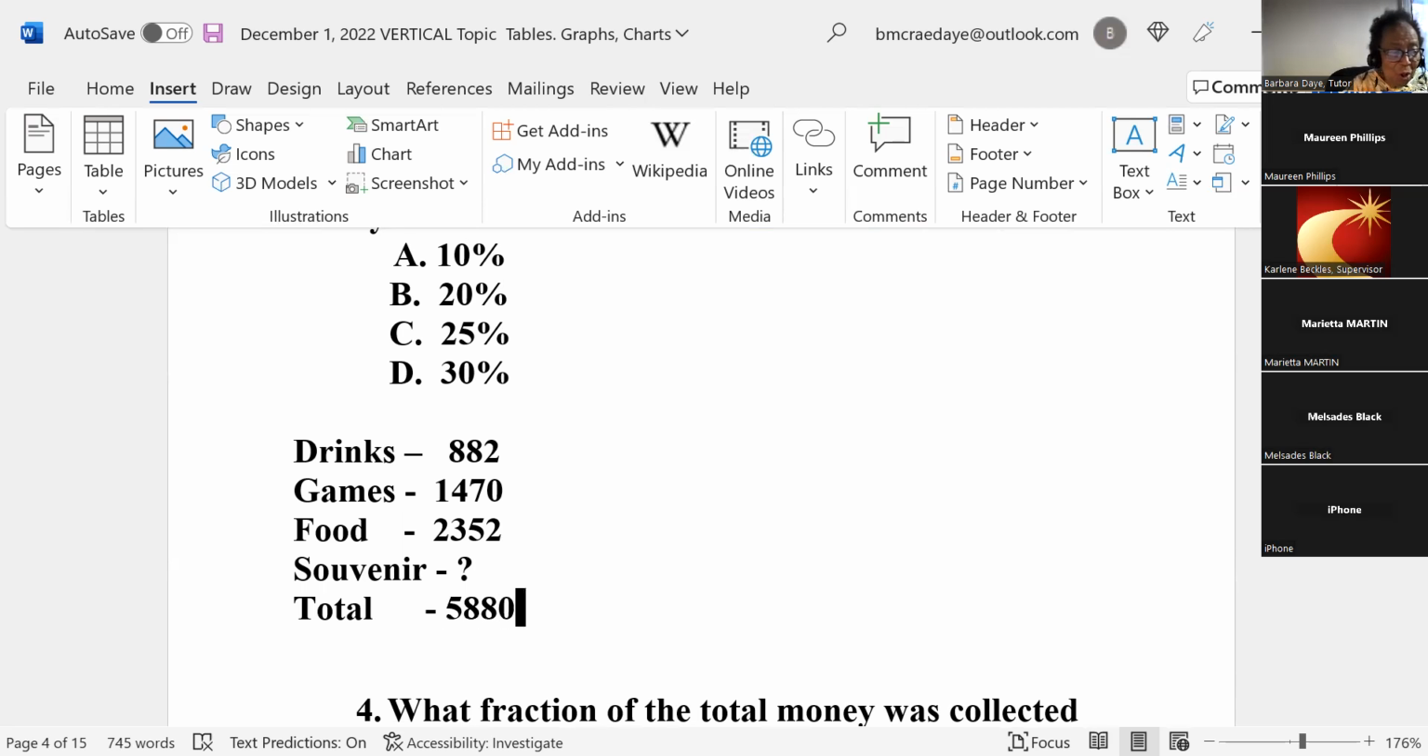Now, if you know all of this, how would you find souvenirs? Somebody just tell me in words. I'm just going to guess that I add up the total of the other three pieces of pie, add them together to get a total number, and then subtract. Okay, well, do that. You're exactly right, Mercedes. You add up drinks, games, and food, subtract from 5,880, and you get the total of the souvenirs. So everybody do that.